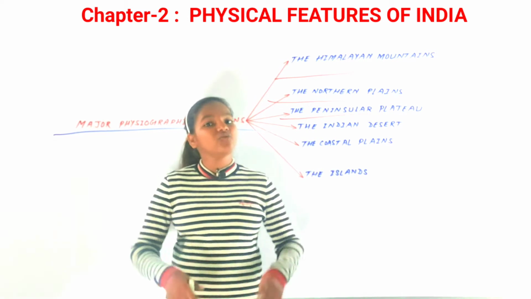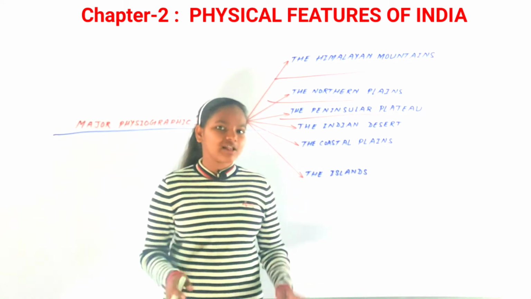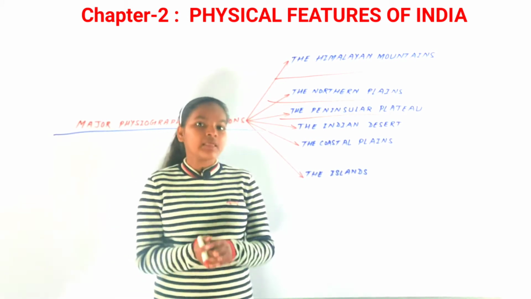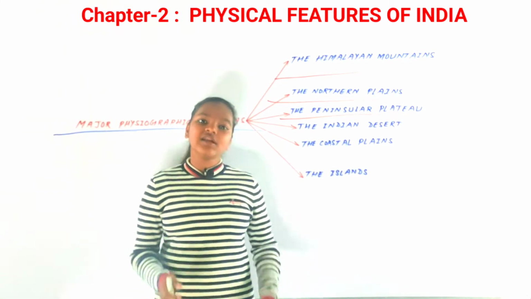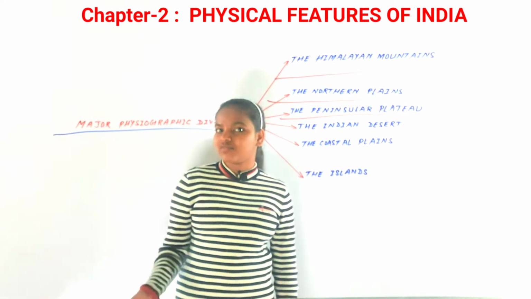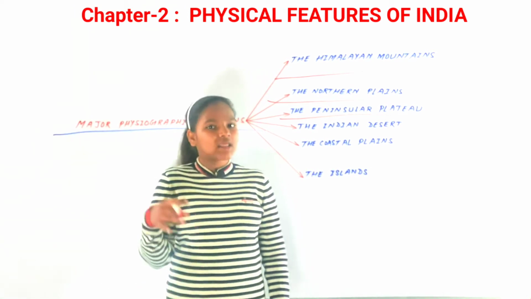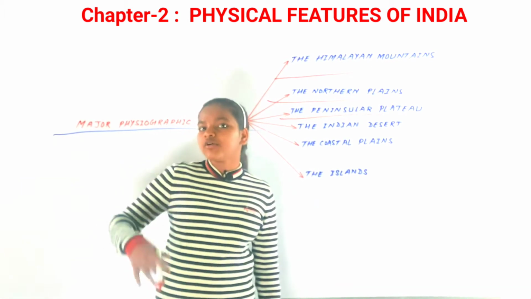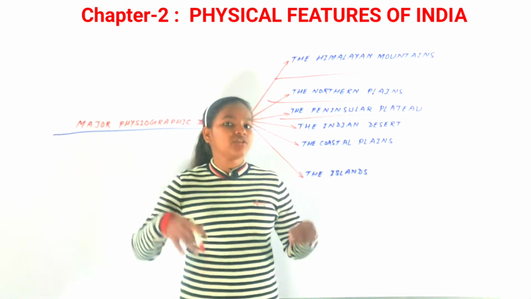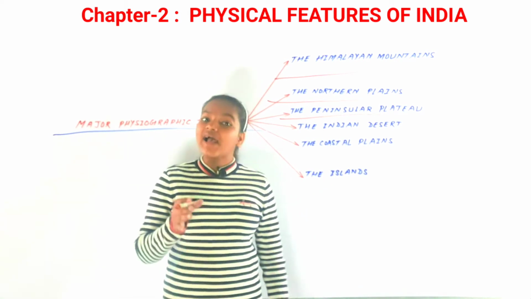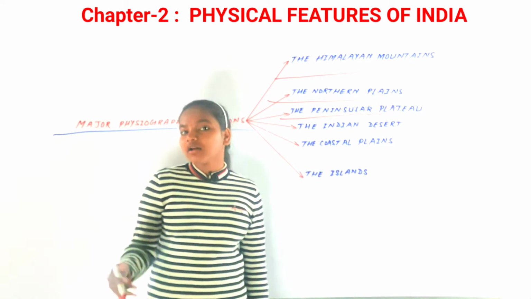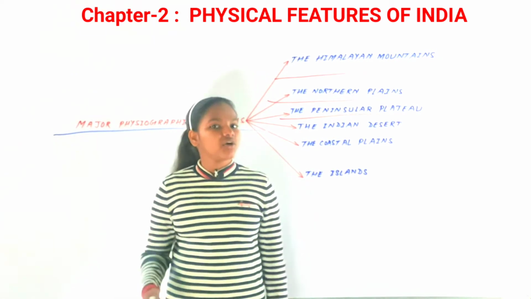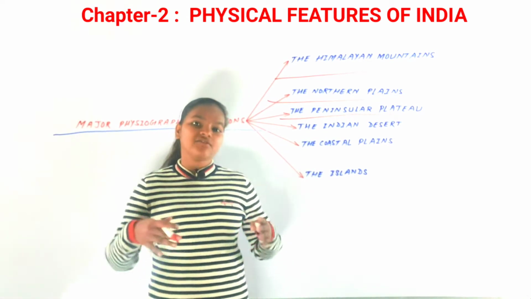There are two broad divisions of the Peninsula Plateau: the Central Highlands and the Deccan Plateau. These are part of one of the oldest landmasses, Gondwana Land, because they were formed by the shifting and drifting of Gondwana Land. So that is about the formation and origin of the Peninsula Plateau.